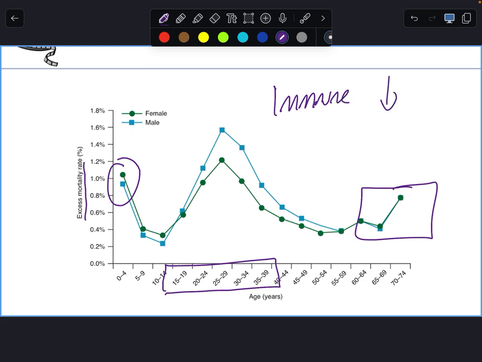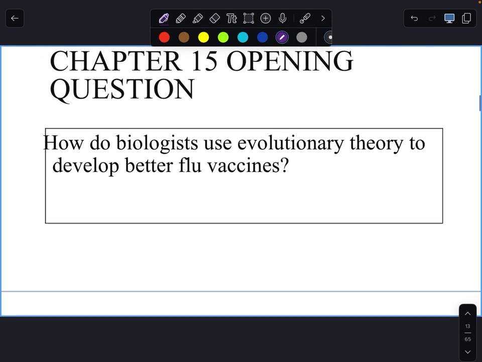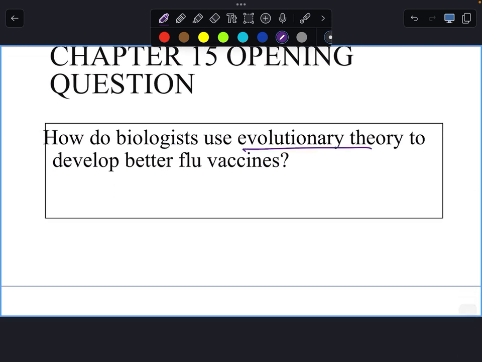But it was something special, and a tragedy that occurred inside of the Spanish flu epidemic and pandemic. And it was just really a hard thing to realize, man, in the prime of life, you got hit harder than anyone else. And so evolutionary theory develops better flu vaccines. We can use it to develop flu vaccines.